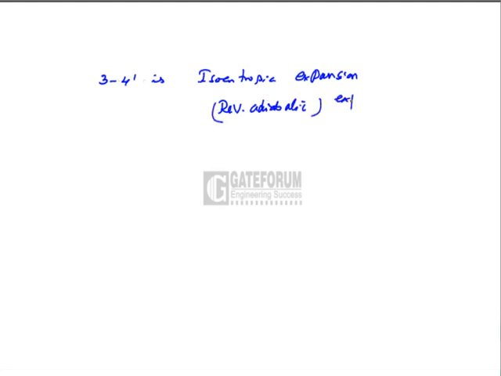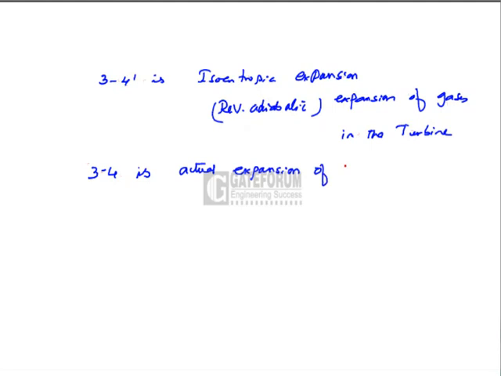In the figure, 3 to 4 dash is isentropic expansion, or reversible adiabatic expansion, of gases in the turbine, whereas 3 to 4 is actual expansion of gases with friction.